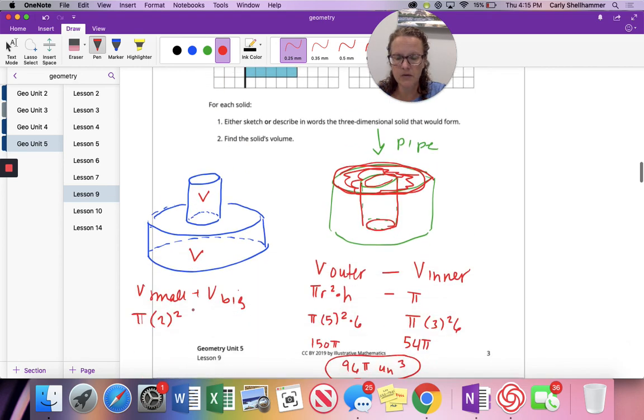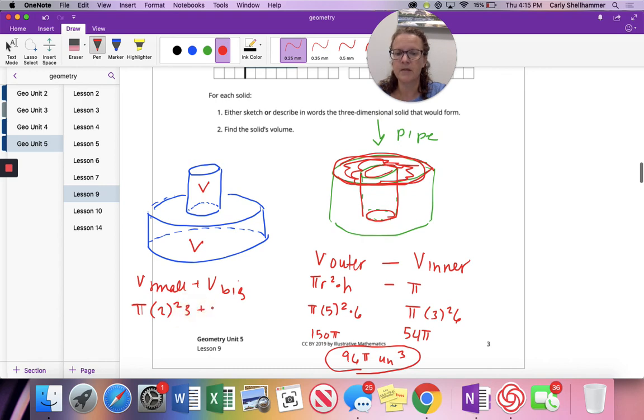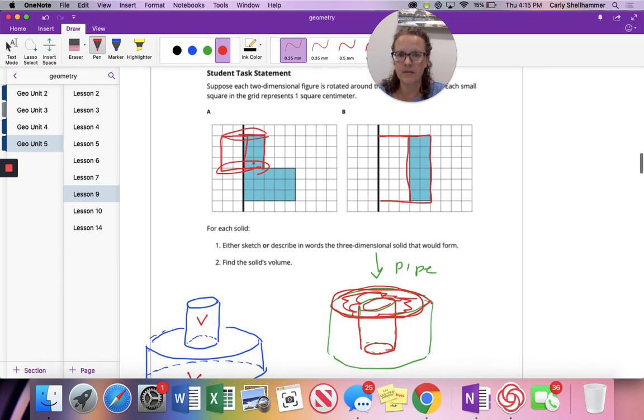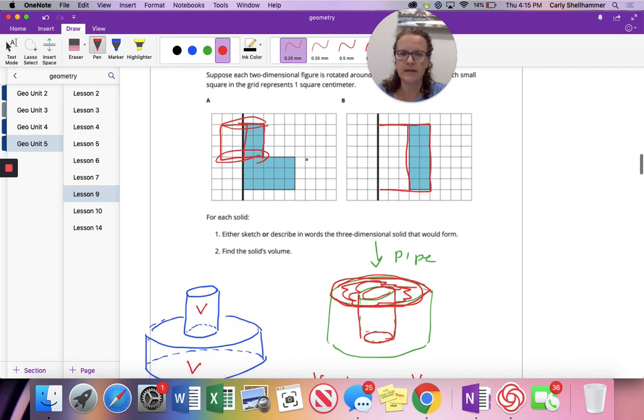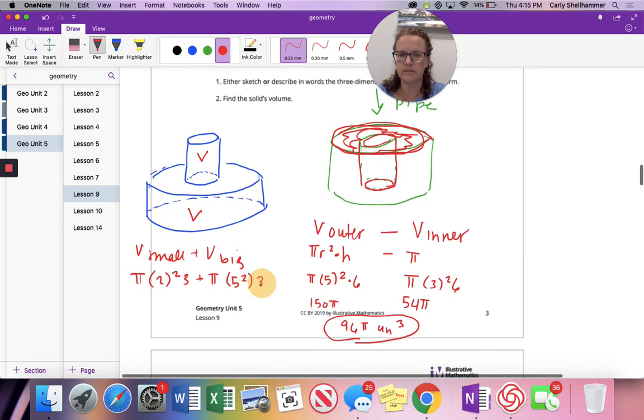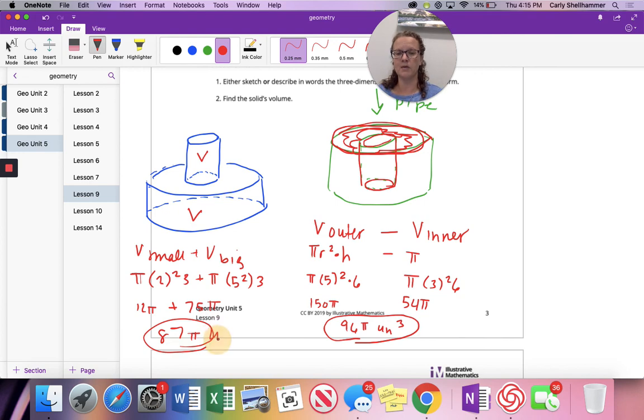Times the height, what did we say was 3? Plus the volume of the big one, which is pi. The radius of the big one is 2, 3, 4, 5, and the height is 3. So 4 times 3 is 12. 25 times 3 is 75. Goodness, I did it again. 75 pi. So 12 plus 75 is 87 pi units cubed.